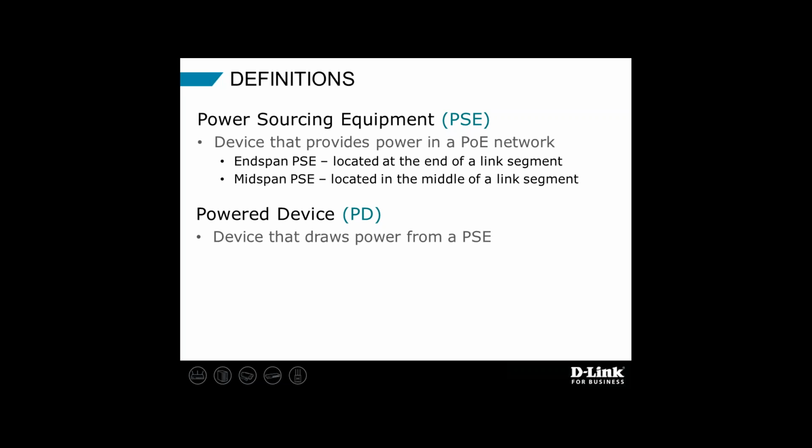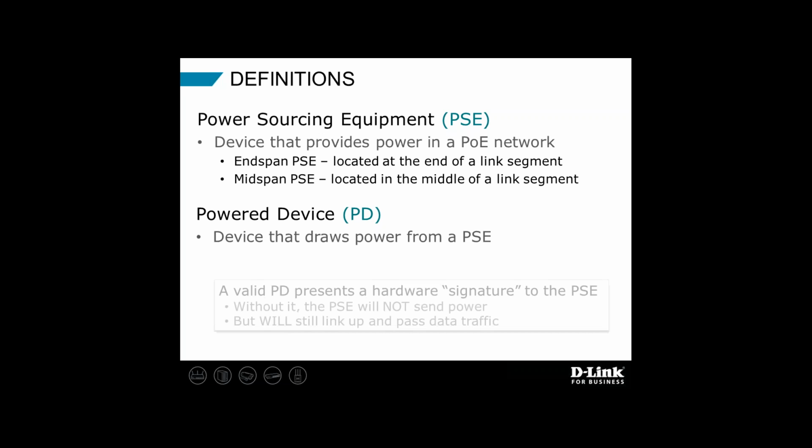And that's the device at the other end of the cable. He draws the power from the PSE. So we think a lot about IP cameras and wireless access points as 2 very common examples of PD. So in a PoE network, you'll always have a PSE providing the power and a PD who's consuming the power.